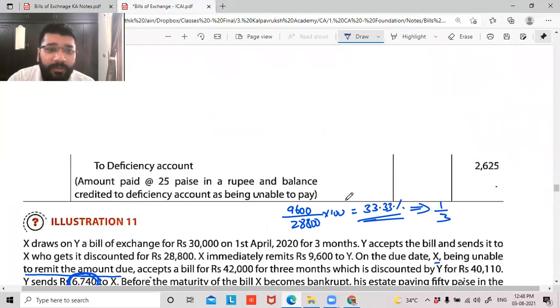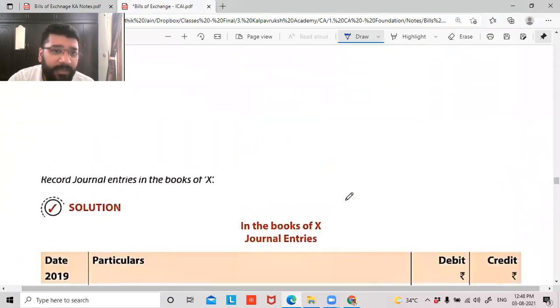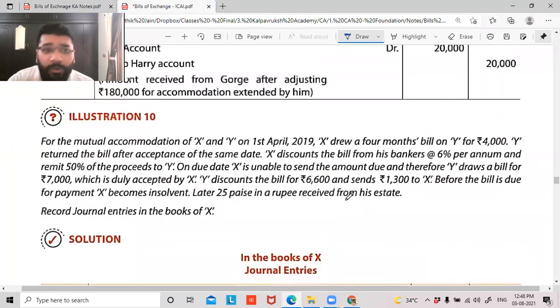So guys, let's do one question. Before illustration 11, there is one illustration 10. If you look at this question, it's very much similar to illustration 11. I'll just read this question. I'll not do this question. I'm just reading the question and giving you the comfort.